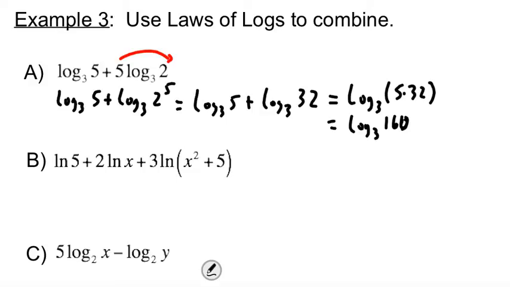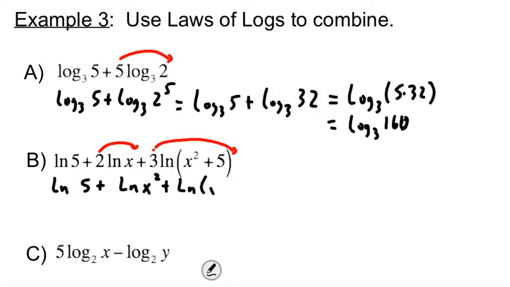All right, letter B there. Again, the first thing you want to do when you're going to go ahead and combine is you use the power rule first. So put the powers back in. So in doing so, I get the natural log of 5 plus the natural log of x squared plus the natural log of x squared plus 5, and all of that's to the third power.